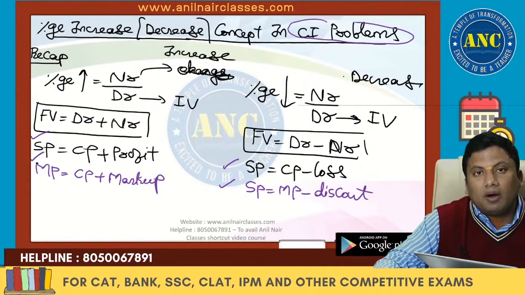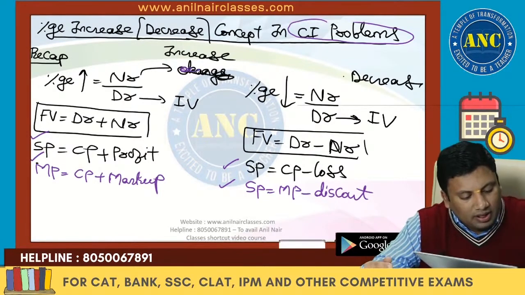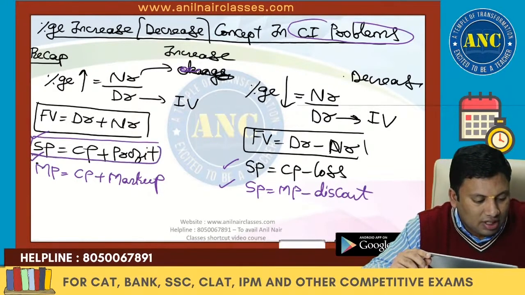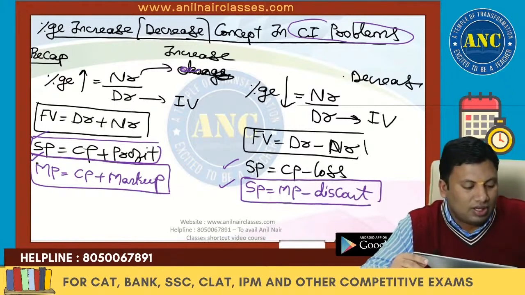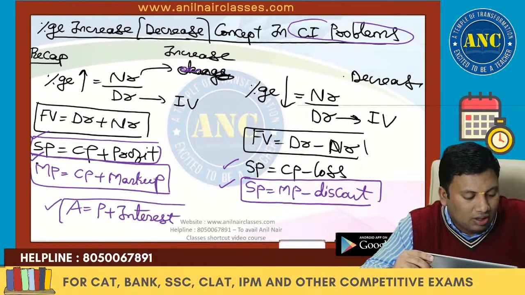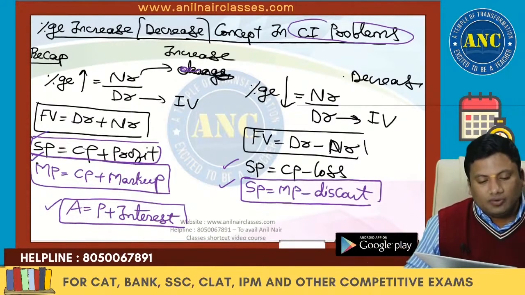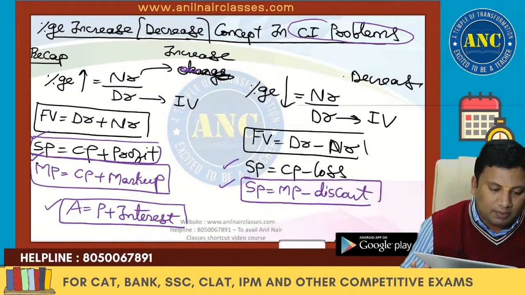Once you understand compound interest, simple interest is extremely easy. SP equivalent to CP plus profit. Market price is CP plus markup. SP equivalent to market price minus discount. Finally, amount equivalent to principal plus interest. This is thematic based learning, how this concept is used in multiple problems. This is what we did.